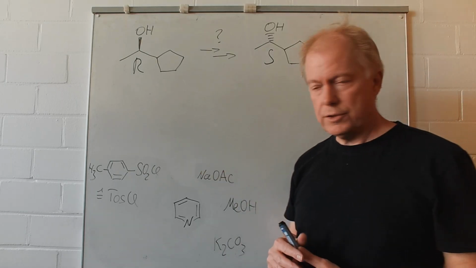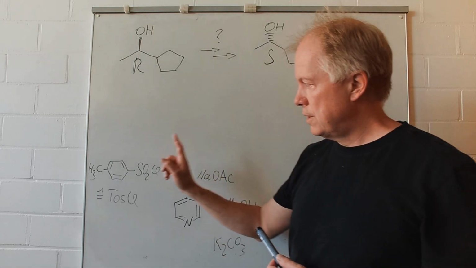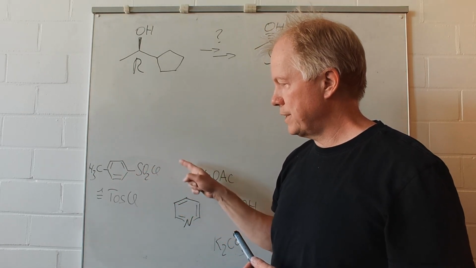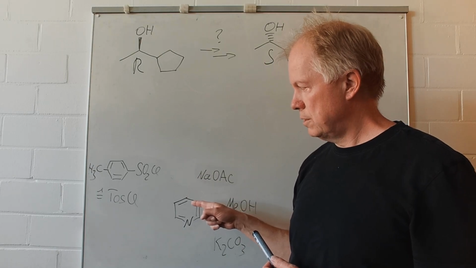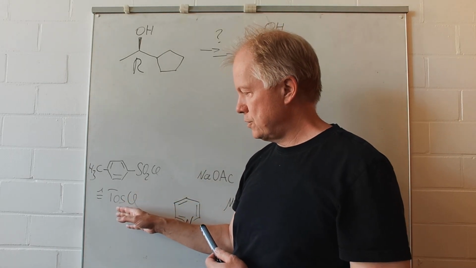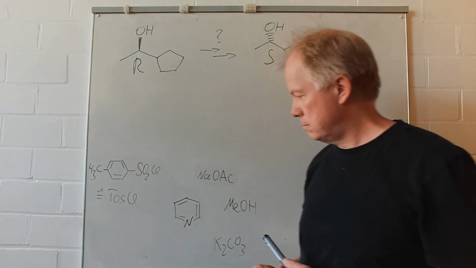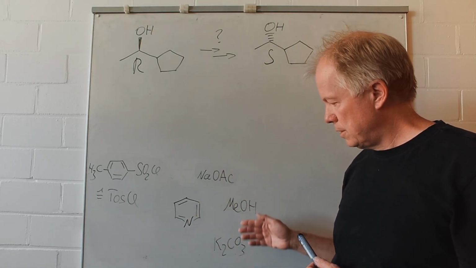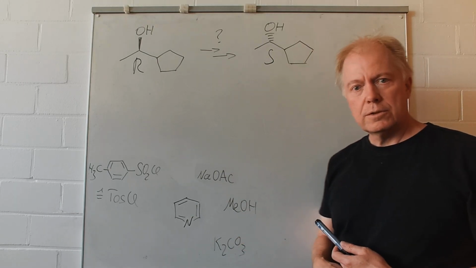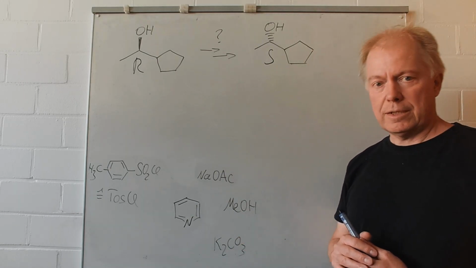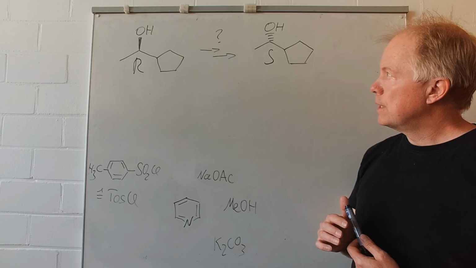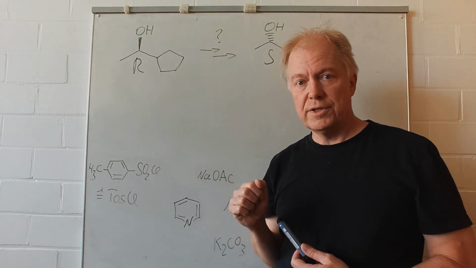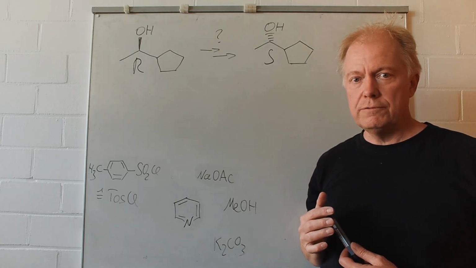The reagents we have are, first of all, para-toluenesulfonic acid chloride, abbreviated as TsCl, sodium acetate, pyridine, methanol, and potassium carbonate. As you know, a hydroxyl group is not a good leaving group.